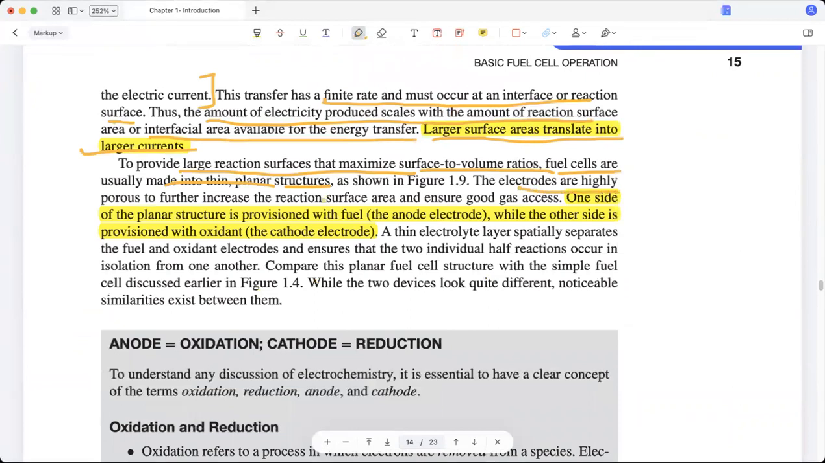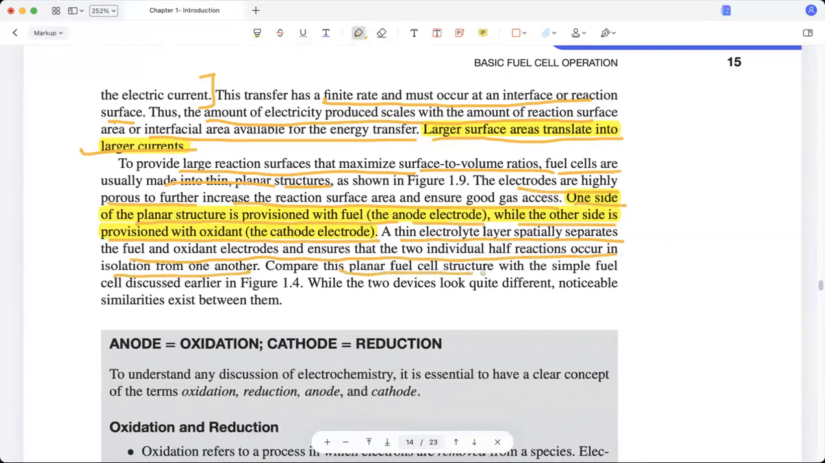The electrodes are highly porous to further increase the reaction surface area and ensure good gas access. One side of the planar structure is provided with fuel, the anode electrode, while the other side is provisioned with oxidant, the cathode electrode. A thin electrolyte layer spatially separates the fuel and the oxidant at the electrodes, and ensures that the two individual half reactions occur in isolation from one another.